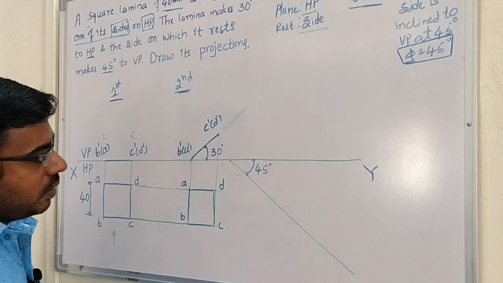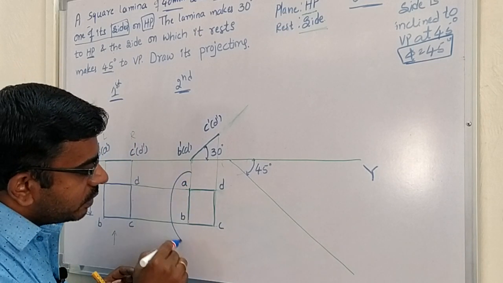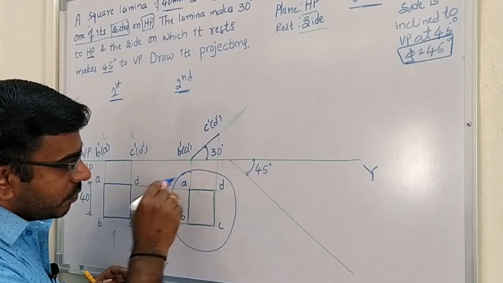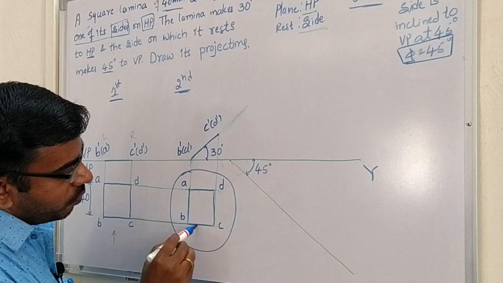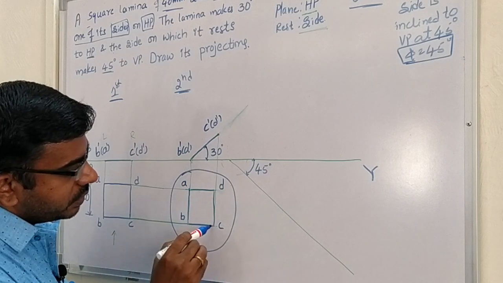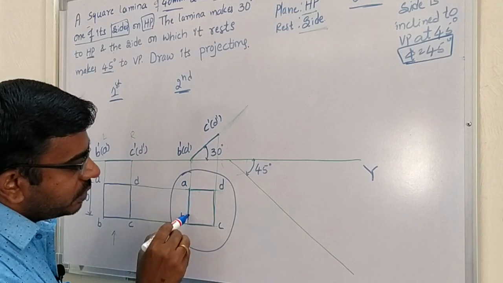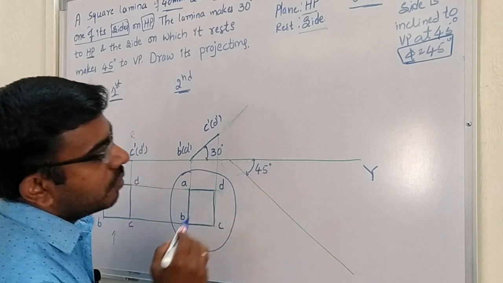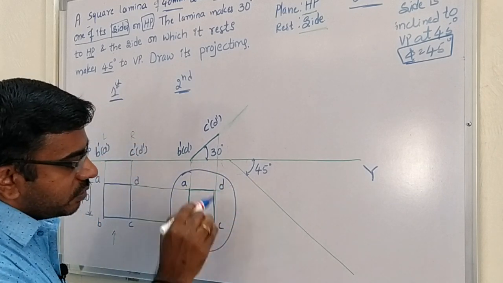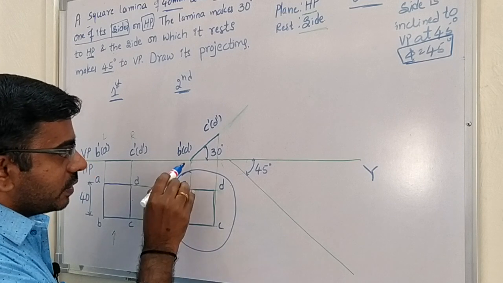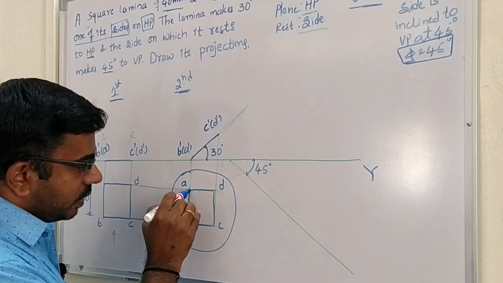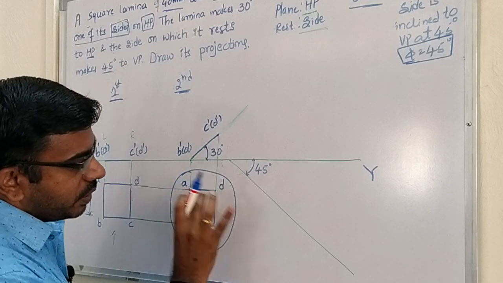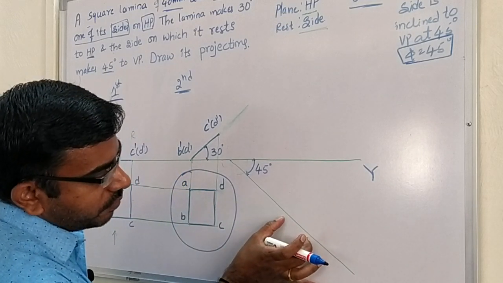Okay, now I want to rotate this top view. This top view has 4 sides: AB, BC, CD, AD. Which is the resting edge here in these 4? AB is the resting edge. This is the resting edge. Okay, this AB is placed on this 45 degree line.